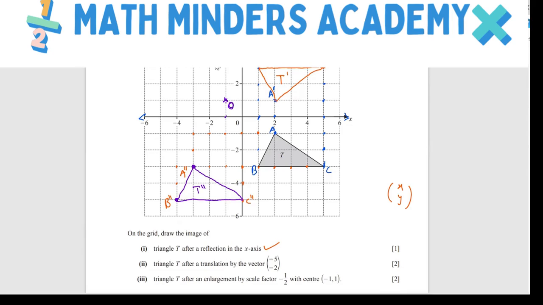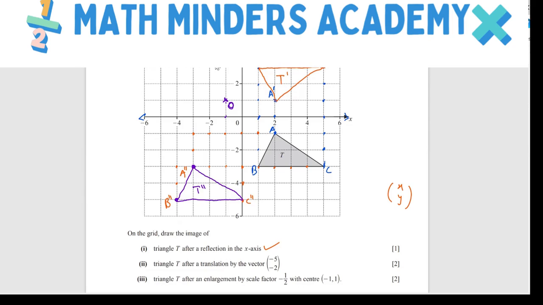Now, remember that the scale factor is -half, meaning that the image is going to be half of this entire triangle T. Of course, the negative tells us that the image is going to form at the opposite side of the center. That means the center of this transformation is going to be between the object and the image. All right, so we are going to see how that can be done.